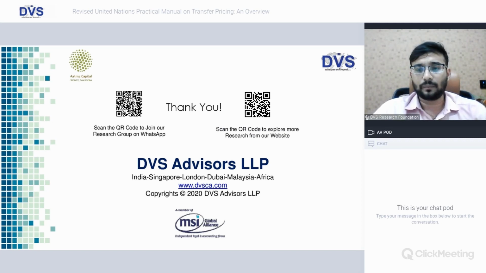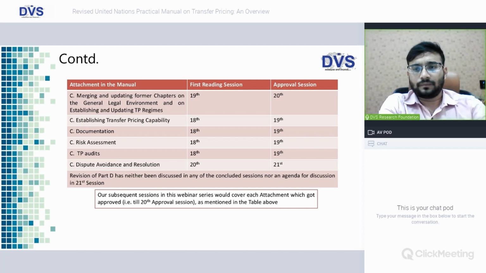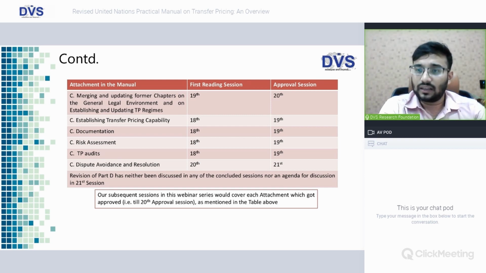Likewise, if you see Part C, friends, merging and updating former chapters on general legal environment and on establishing and updating TP regimes. The first reading happened in the 19th, it got approved in the 20th. Part C, almost all subparts, that is establishing transfer pricing capability, documentation, risk assessment, and TP audits, discussed in the 18th session, got approved in the 19th session. And parts relating to dispute avoidance and resolution discussed in the 20th session, which will get approved in the 21st.